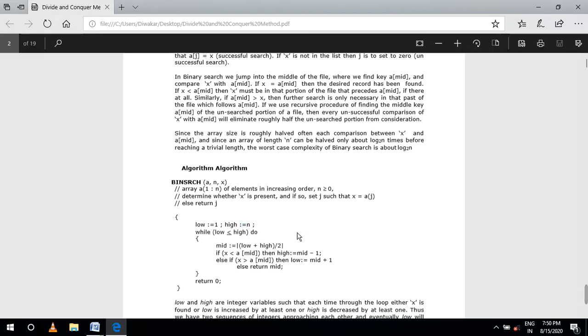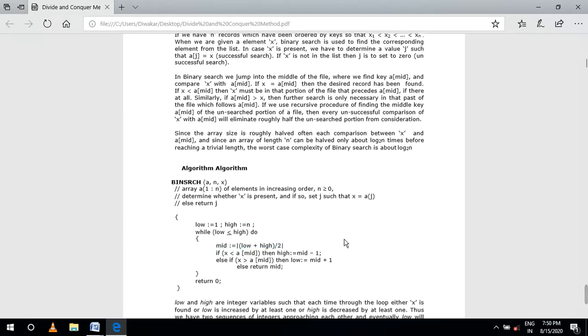This is a very important algorithm. How will you calculate the mid value? Mid equals low plus high divided by 2. Then, if you are updating low, low equals mid plus 1, and high equals mid minus 1. This is the very important logic.